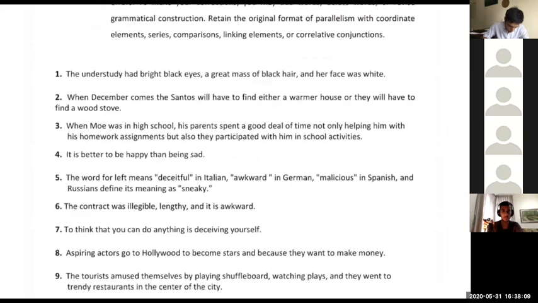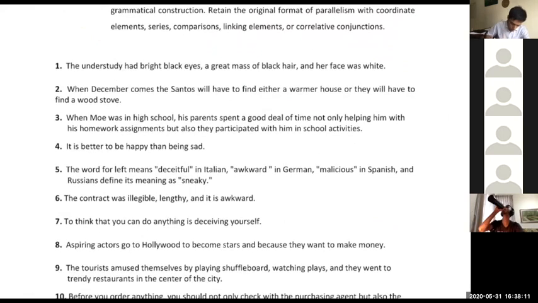All right, let's just do a couple of these. Can you please write down the correct way of doing number 4 in chat?